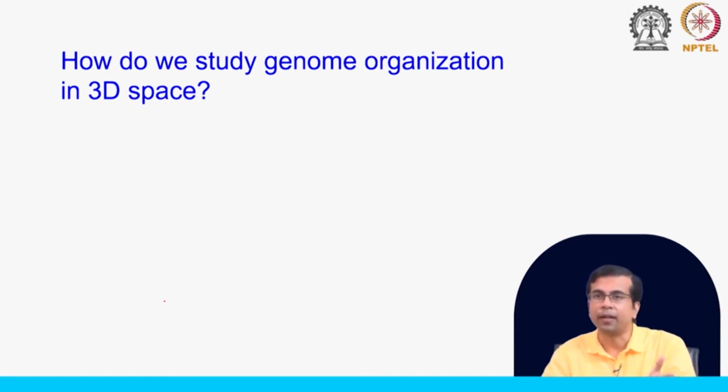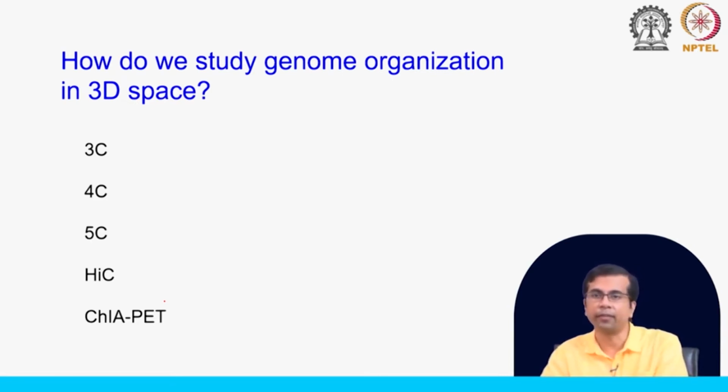So, how do you study this genome organization in 3D space, or how did we come to know about all these aspects of genome organization, TADs, LADs, etc.? What kind of method did researchers use to actually understand that? This is something we will discuss now. Here are several methods that I will discuss very briefly. We will start with 3C, then the other methods that are based on 3C, and then the final method, which is the ChIA-PET method. Again, we will discuss all these methods very briefly.